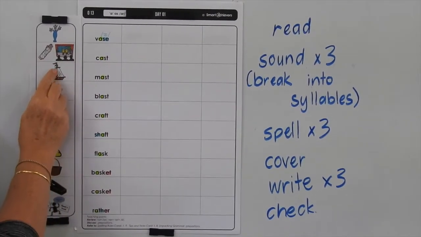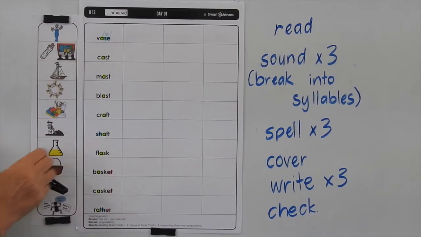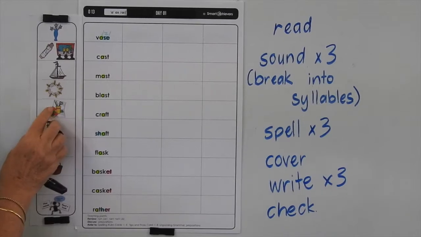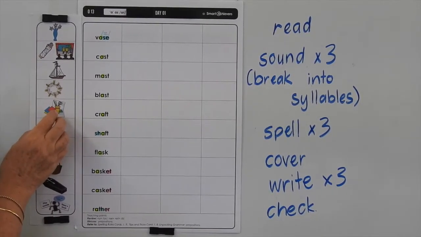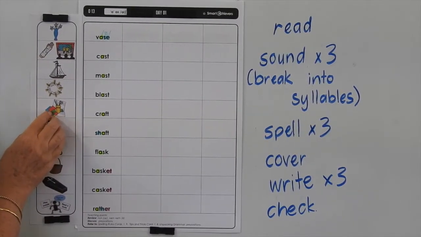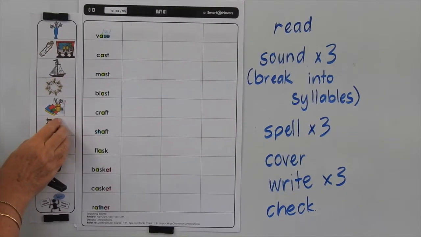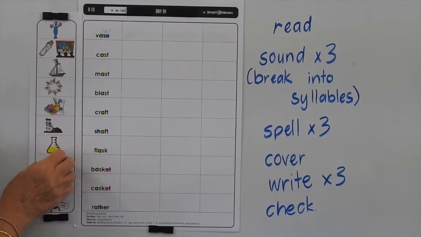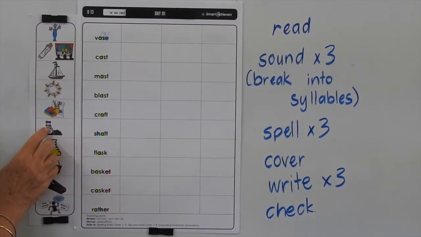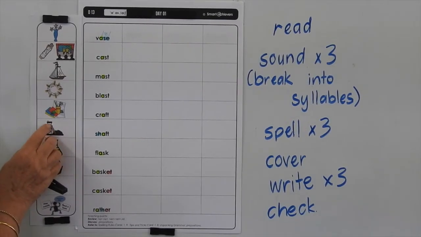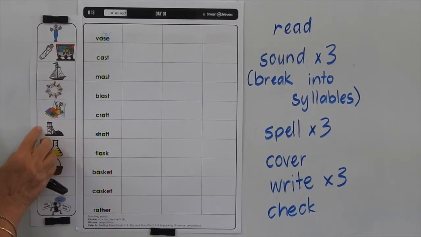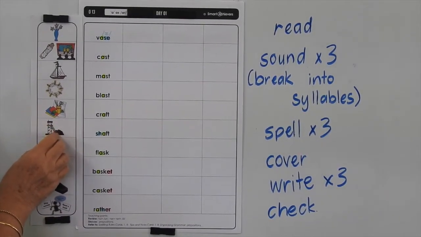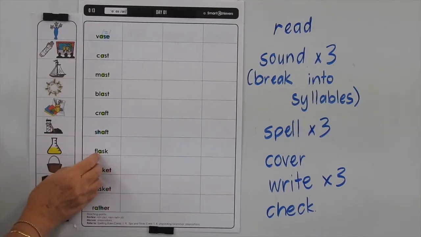Mast is that long pole on a ship that holds the sails up. Blast is like an explosion. Craft is when you make things out of bits and pieces. So it might be paper and you might glue and cut, or you might use cardboard or string. You can use all sorts of materials to make something. A shaft is when you have a hole in the ground and then you have something going in to pull all the dirt out of it.